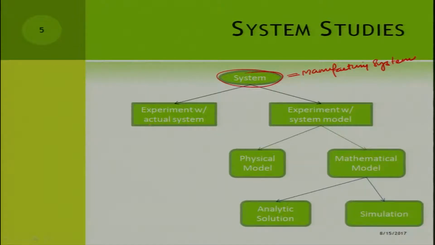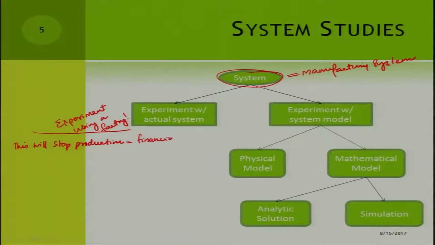You can experiment with the actual system, that is, experiment using a factory. Well, there is nothing like it, it is actually a great tool to study, but the point is when you are doing the experiment you cannot run the production. So, the major disadvantage of this is this will stop production, which means financial losses, or the other way to talk about it is you cannot meet customer demand.